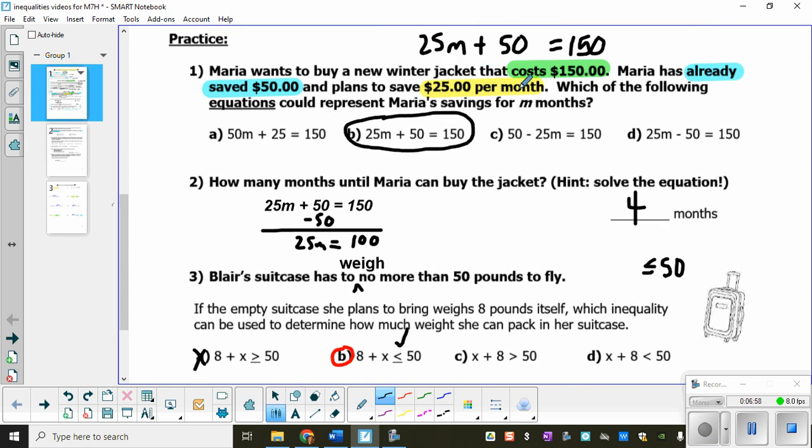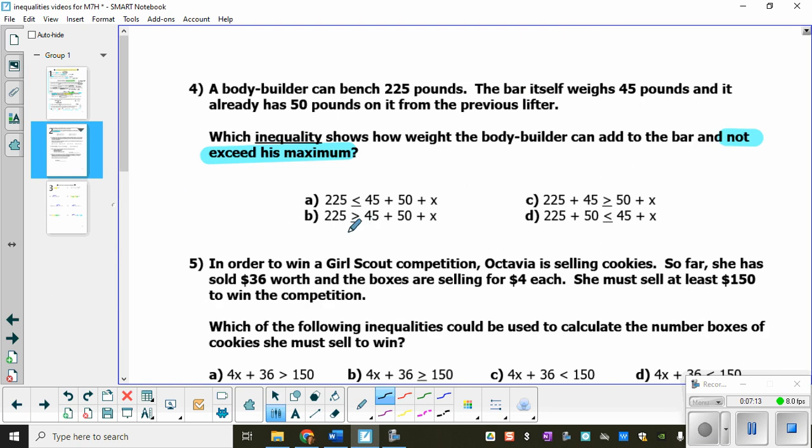Whereas up here for Maria, Maria would have to save for exactly 4 months to be able to buy it. Now she could save for longer than 4 months and just never buy the jacket, but it doesn't say anything about that up here. It's assuming she's actually going to buy the jacket. All right, cool. Now let's flip over.